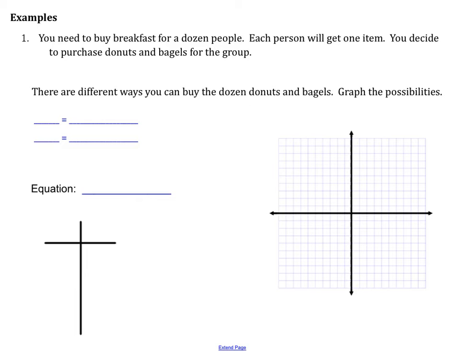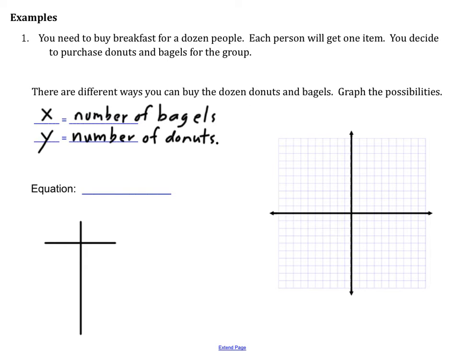So, to make the table, we start by letting x and y represent something. We could say, for example, x equals the number of bagels, and y equals the number of donuts. It's important to be clear here about what we're talking about. There are a lot of numbers that could be associated with bagels, like the cost or the weight. We're talking about the number of bagels, so we want to be clear when we define our variable.